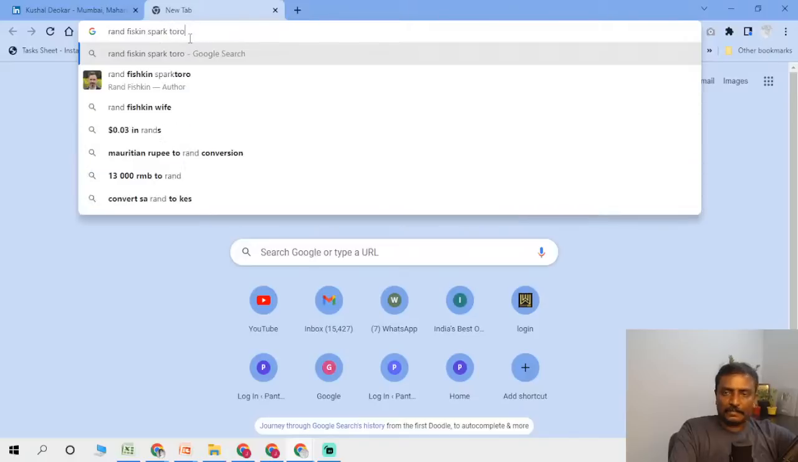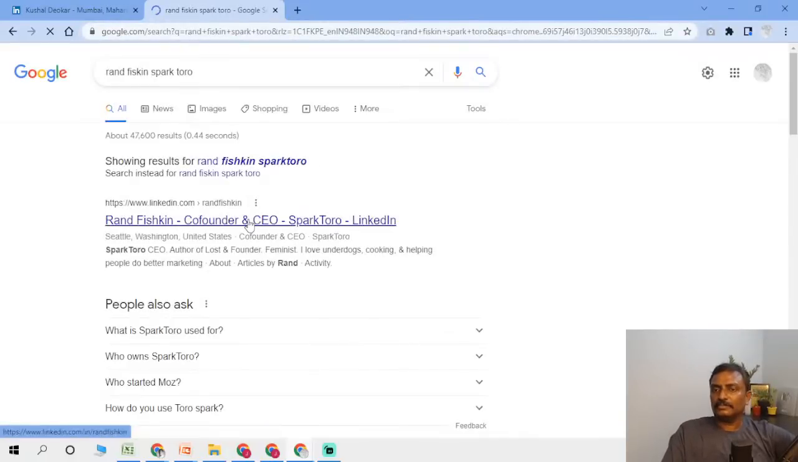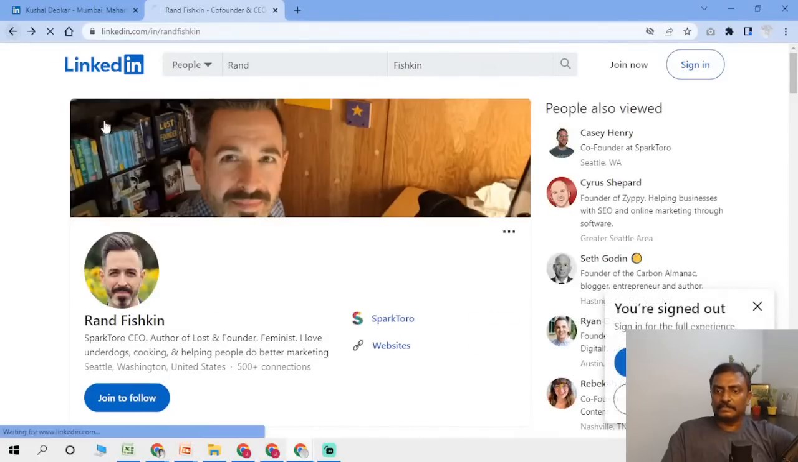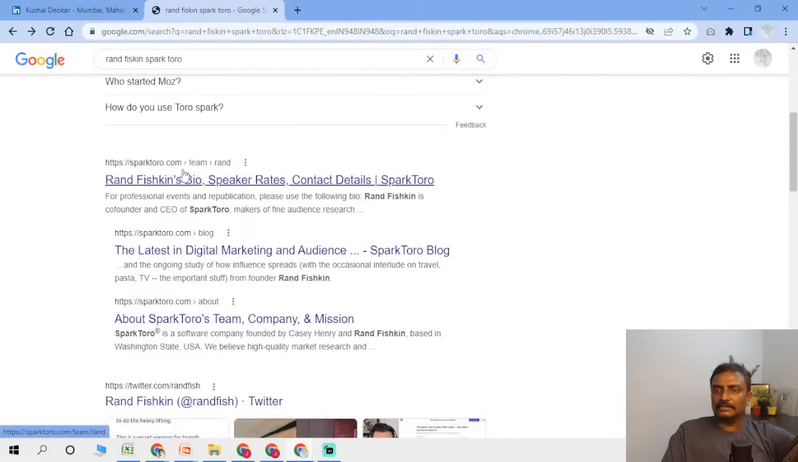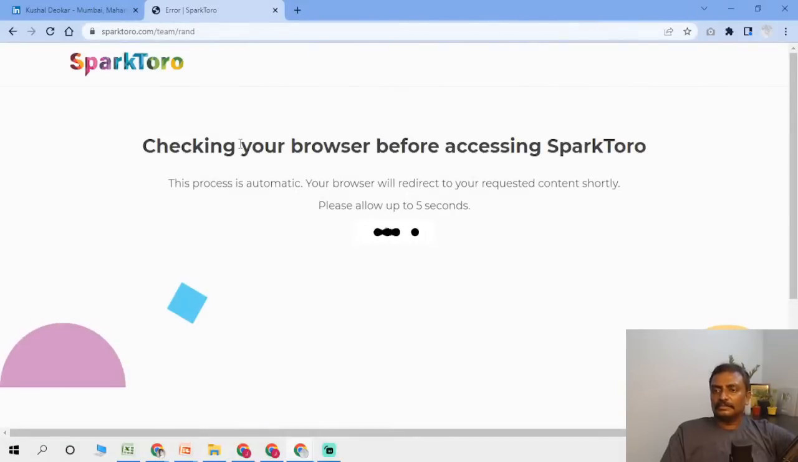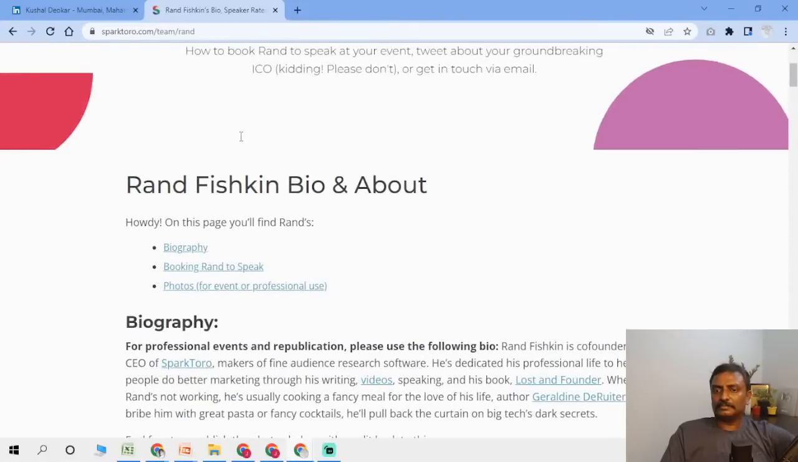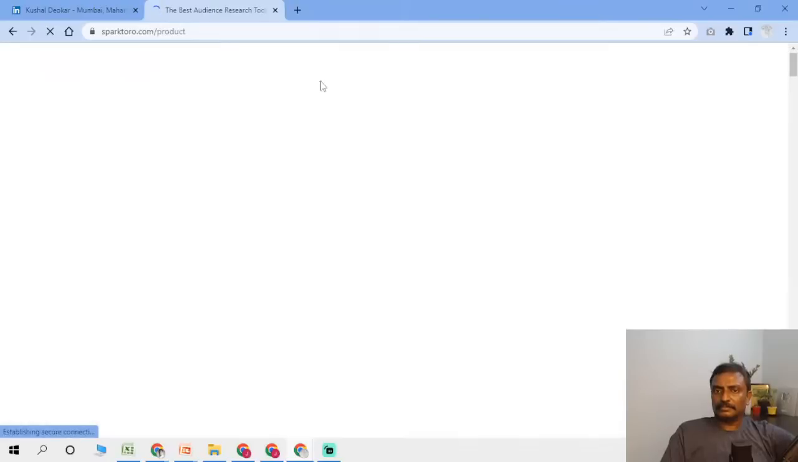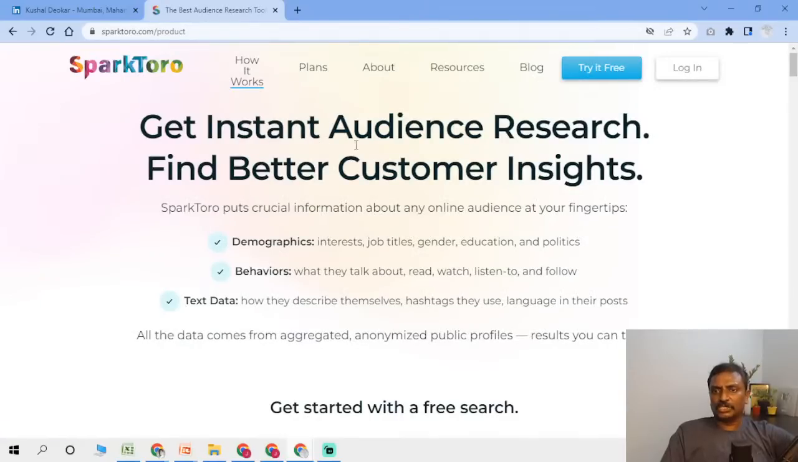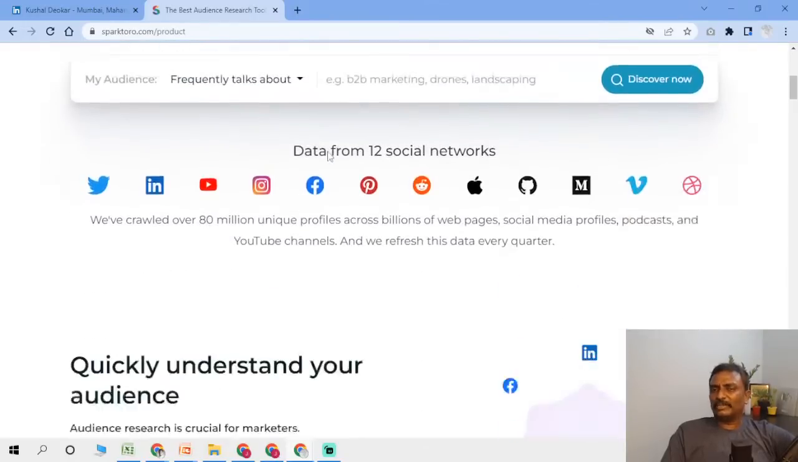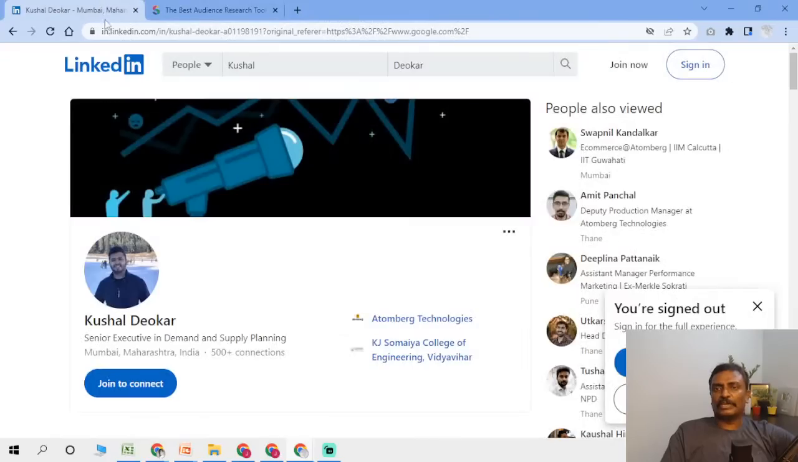SparkToro. Okay. So they have audience research. Find better customer insights. You could explore this tool, but it's quite costlier. But the best, cheapest way is to do it this way.